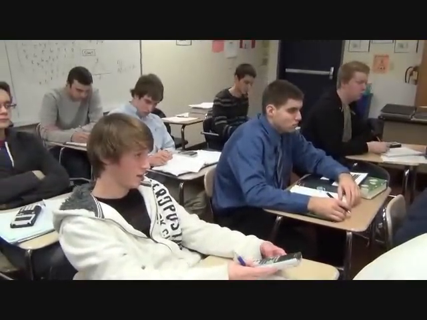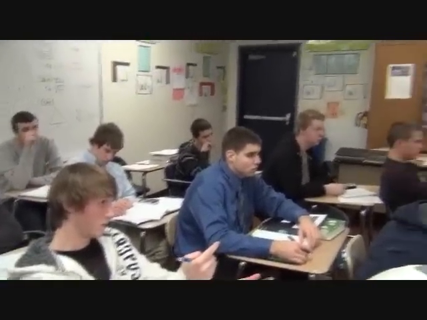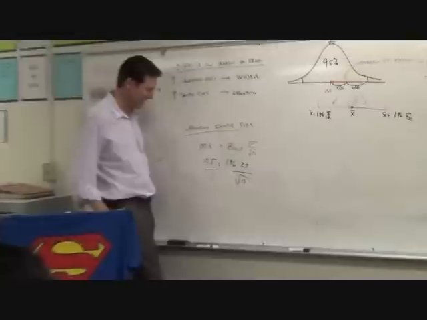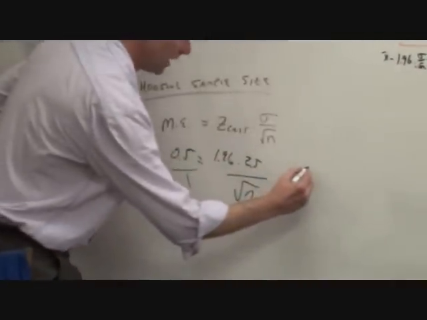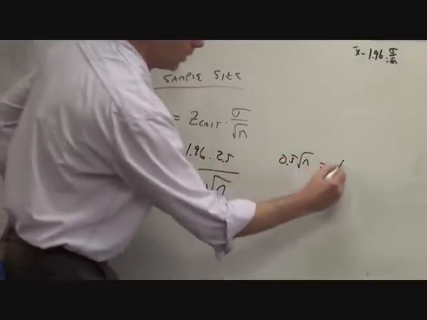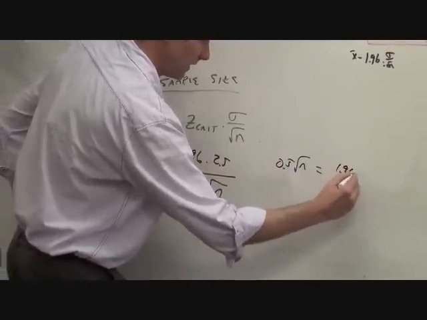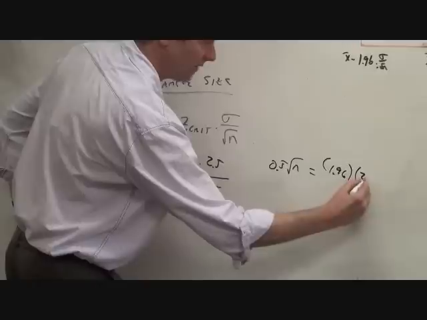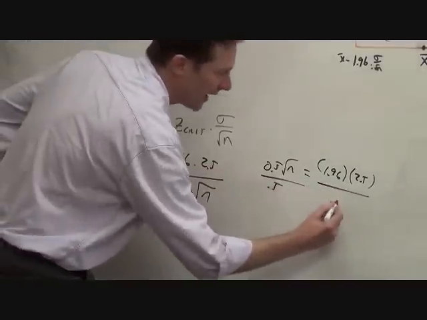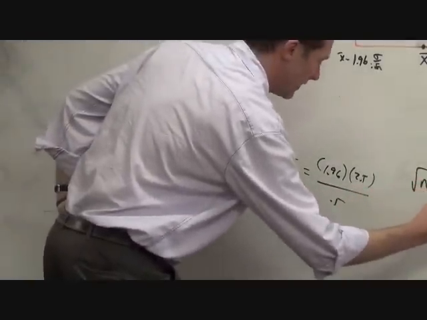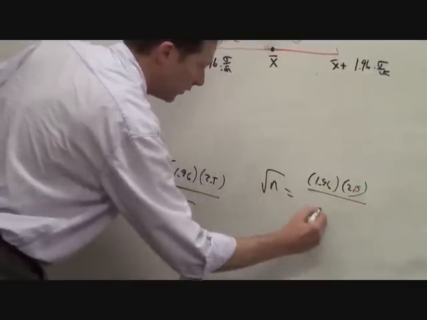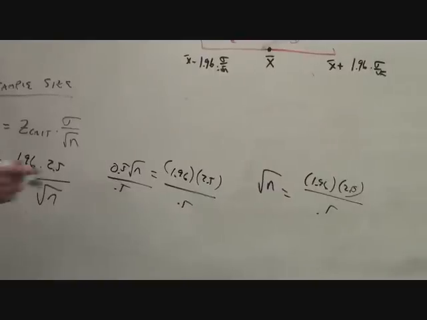You have to multiply the square root of n over. How about just cross multiply? Yeah, just do that. Cross multiply, so I've got 0.5 times the square root of n is equal to 1.96 times 2.5. Next step: divide by 0.5. Good. Just divide both sides by 0.5. So now I've got the square root of n is equal to 1.96 times 2.5 over 0.5. And last step? And you square it. Square both sides.